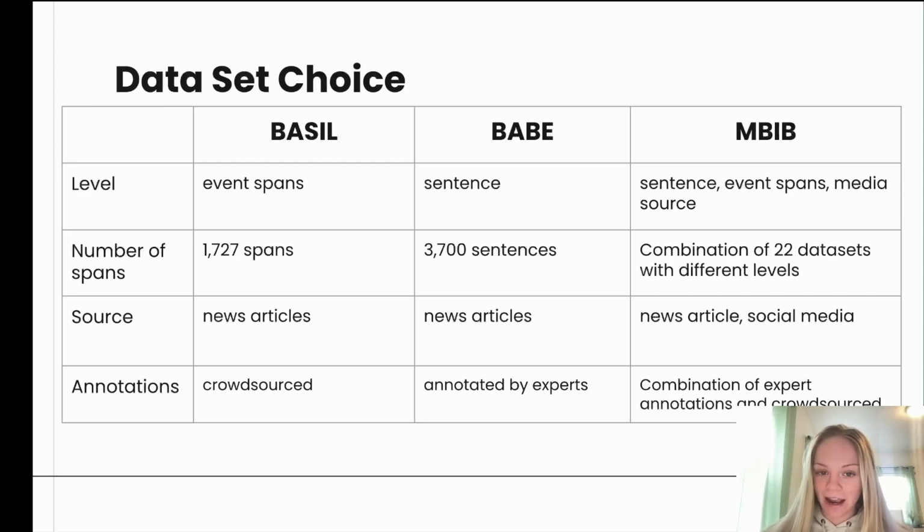The main differences to highlight here is that BASIL is done on news articles, so is BABE, and MBIB also contains social media. The main difference that made us decide to go with BABE for this was that it was annotated by experts, and due to media bias being a very subjective area, we decided we wanted to really prioritize having annotations done by experts to ensure our model was trained best.